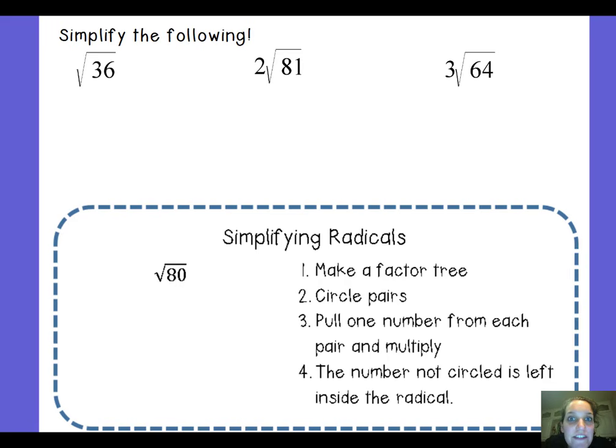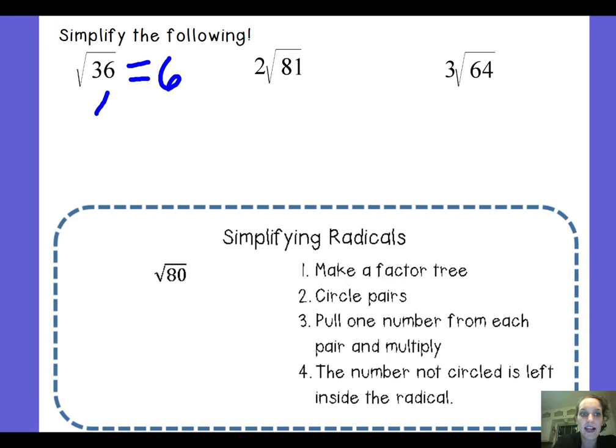Okay, today we're reviewing how to simplify radicals, which is something that you probably, hopefully remember from Algebra 1, but in case you don't, we're going to go over it. So let's start with some easy ones. The square root of 36. Hopefully you remember the square root of 36, that's a perfect square, is 6.